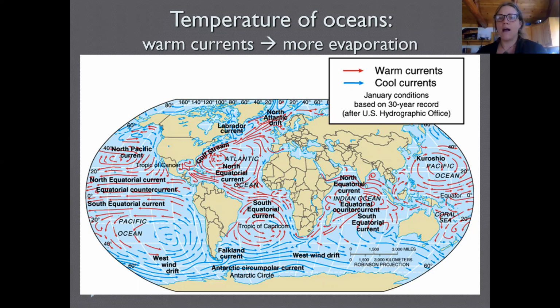And so these are the controls over how much water is going to be moving from the surface up into the atmosphere through the process of evaporation. Okay, that's a good stopping point.